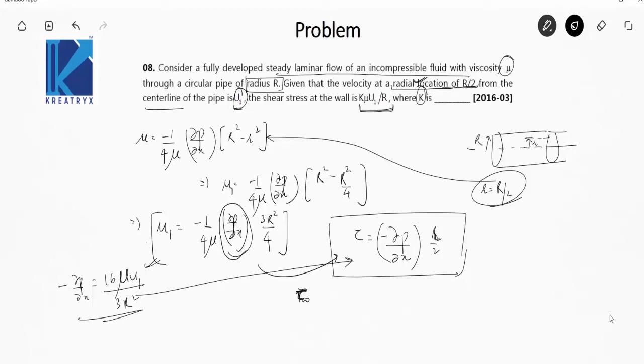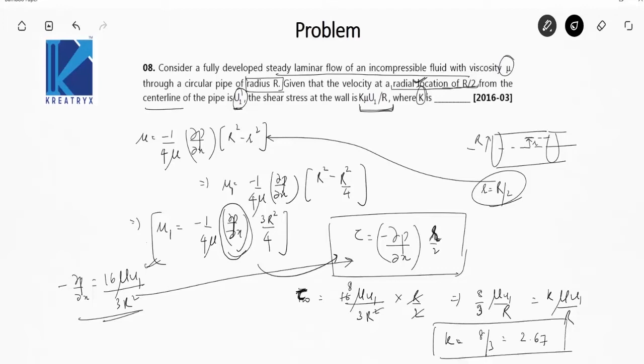What we get for the wall shear stress is 16 mu u1 by 3r square into r by 2. Because we have to find the wall shear stress, small r will be equal to capital R. Solve it, and you'll get 8 by 3 mu u1 by r. Compare it with k mu u1 by r. So k is 8 by 3, that is 2.67.